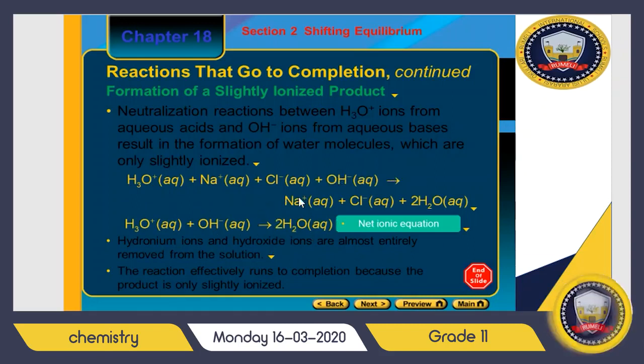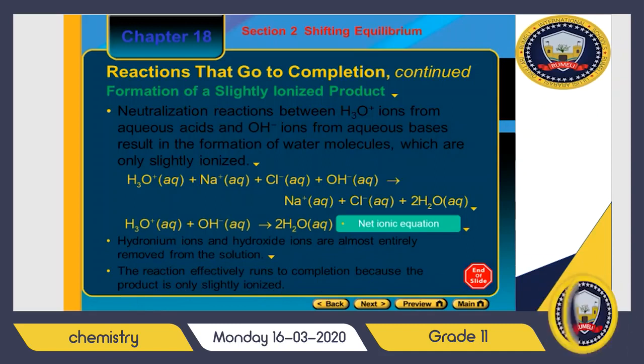Two molecules of water. So hydronium ion and hydroxide ions are almost entirely removed from the solution. Removed from the solution means the reaction will go to completion. So the reaction effectively runs to completion because the product is only slightly ionized.